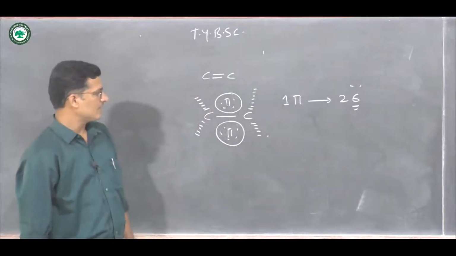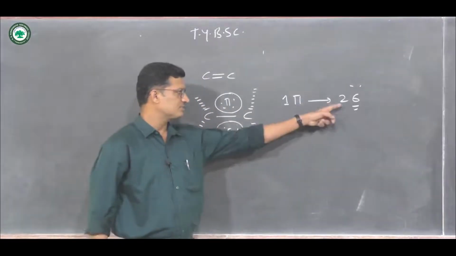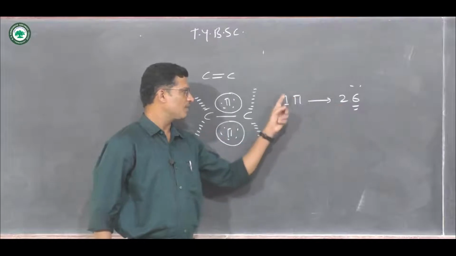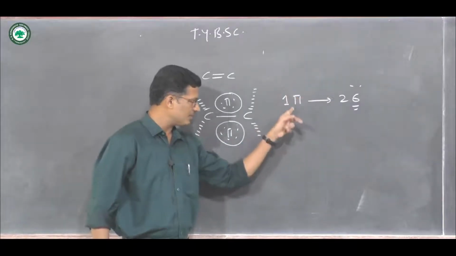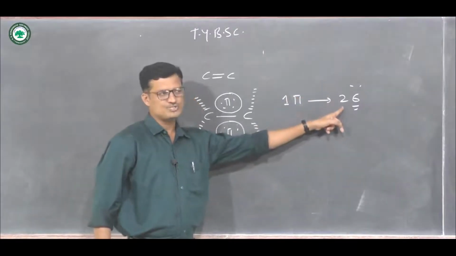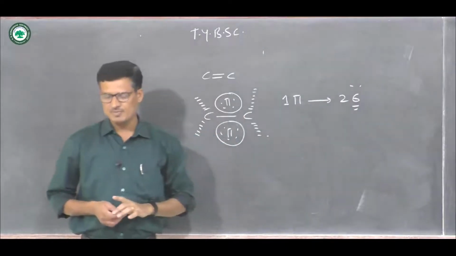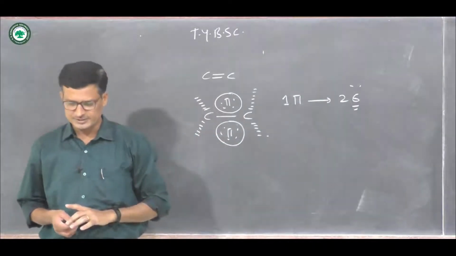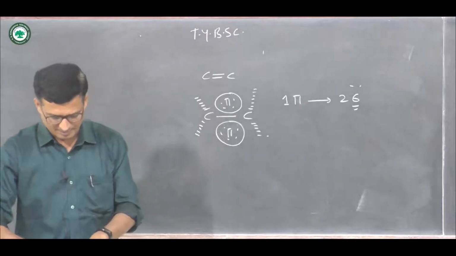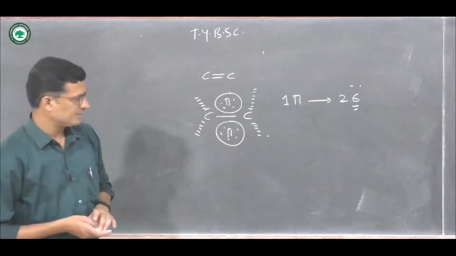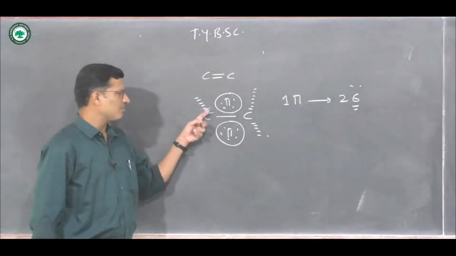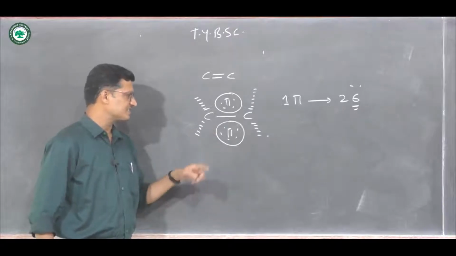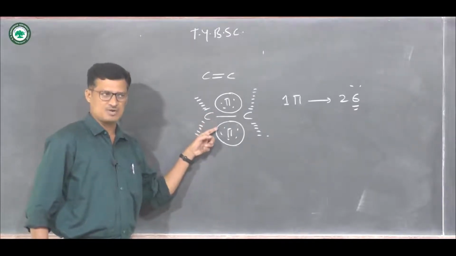And we remember pi bond is weaker, sigma bond is stronger. One pi bond is broken and two sigma bonds are formed. So energetically this type of addition reaction is favorable. But if we take the example of a double bond, then what type of reagents are added to the carbon-carbon double bond?